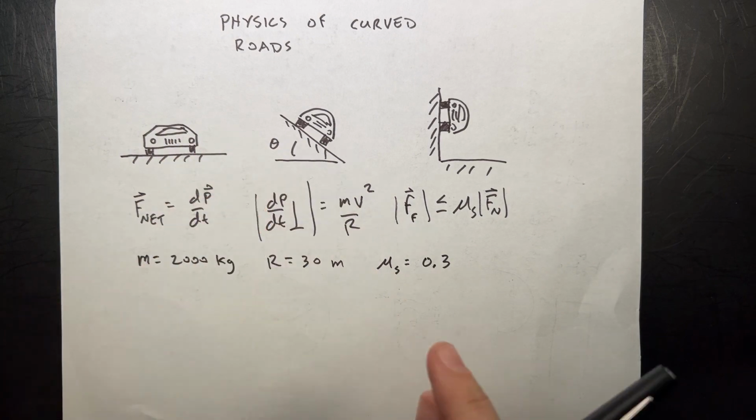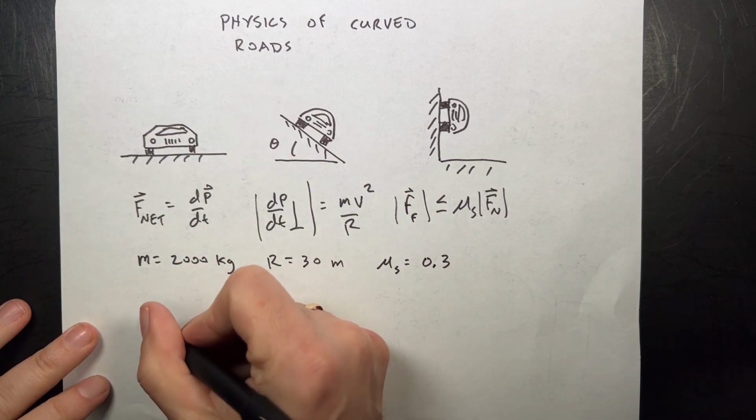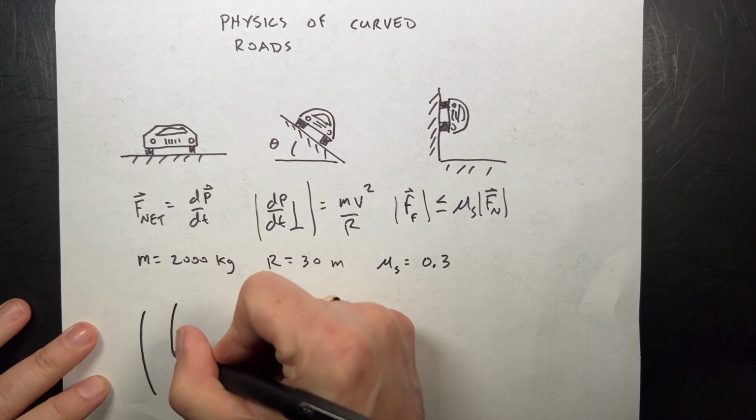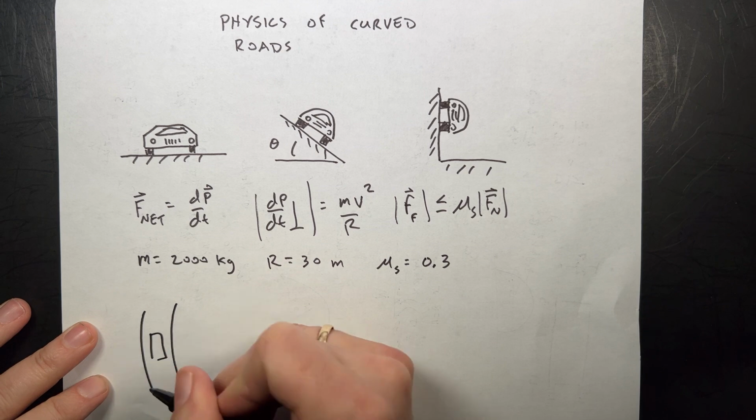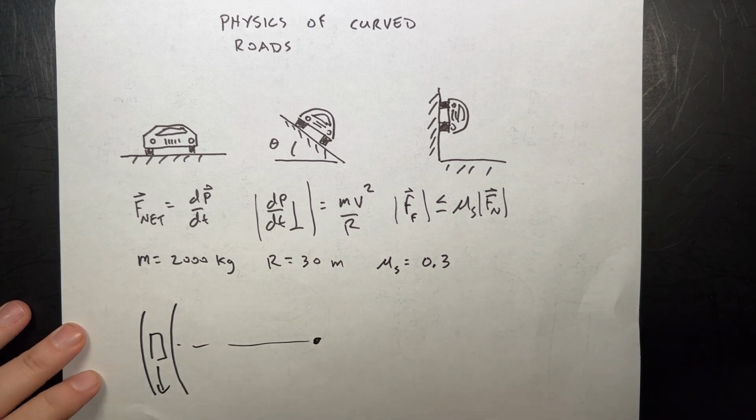The car is turning this way. So in all cases, the center of the circle is that way. I guess I could draw a little picture right here. If this matched up, it would be like this. There's the car from the top. It's going that way. And the center of the turn is right there.